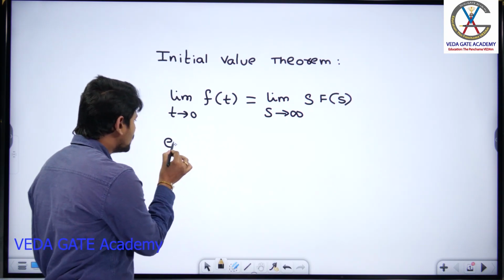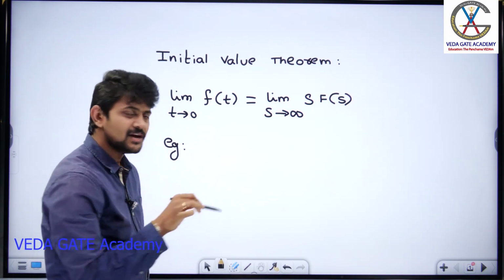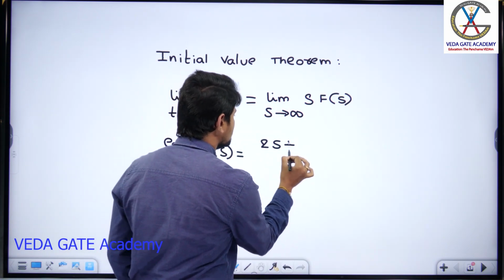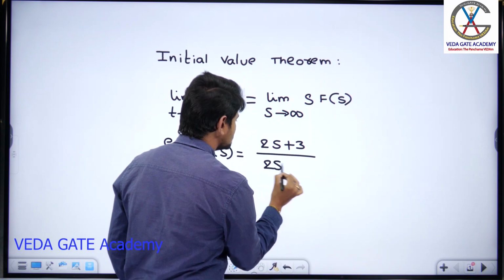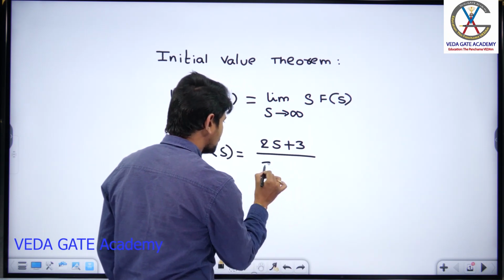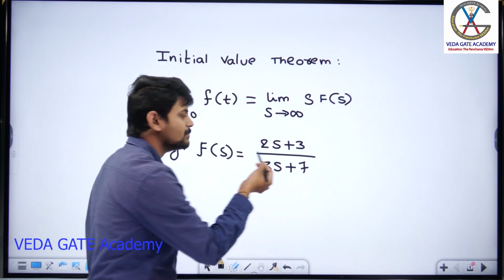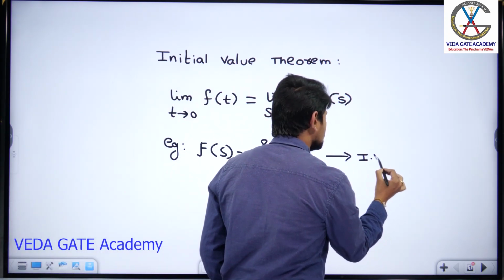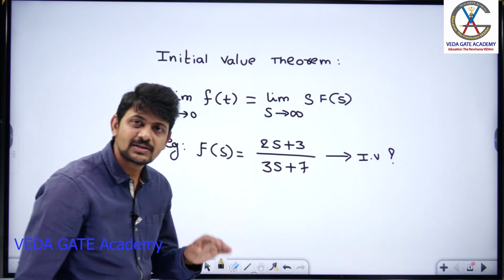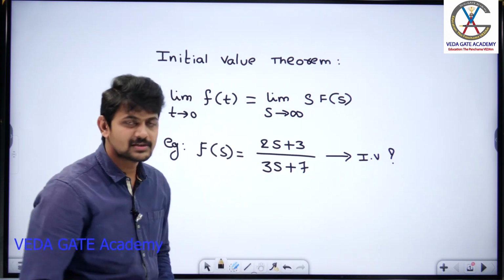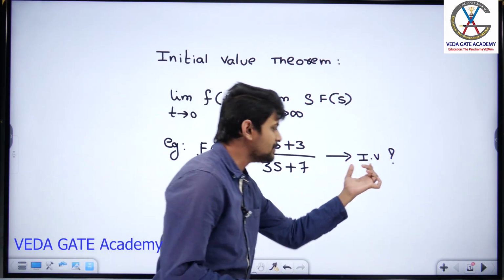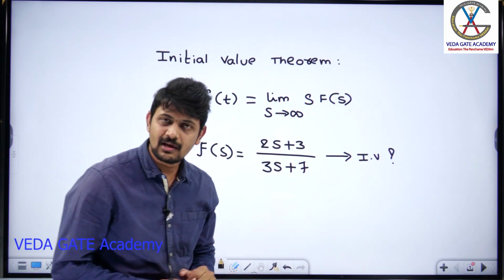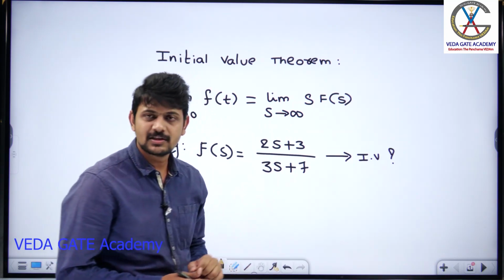Now the question, there is a recent previous GATE question which was asked. The example they have given is a function in S domain, F of s equal to 2s plus 3 divided by 3s plus 7, and they ask you to determine what is the initial value of this function. My dear friends, they have given the function in S domain or time domain? They have given the function in S domain. And if they ask you to determine the initial value by giving it in S domain, then what you have to do is first multiply the given function with s and later replace s with infinity.